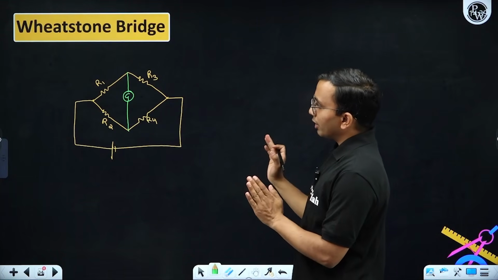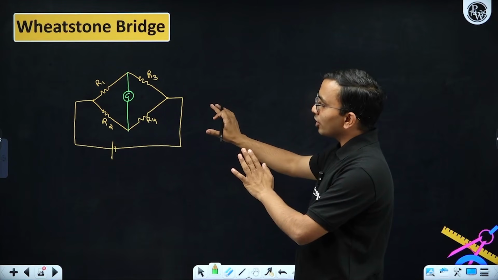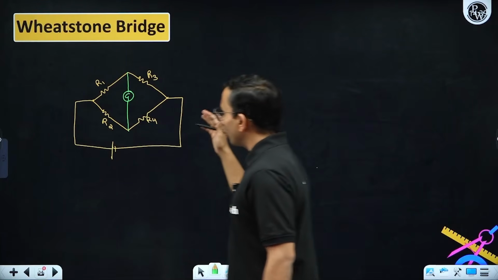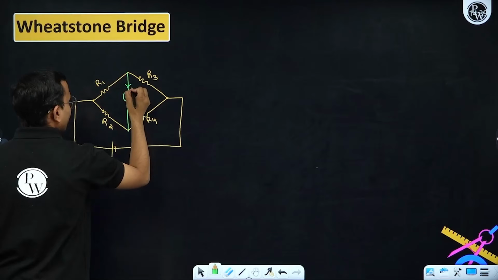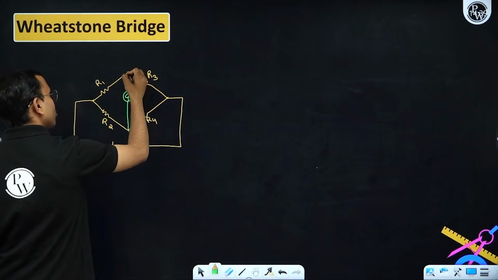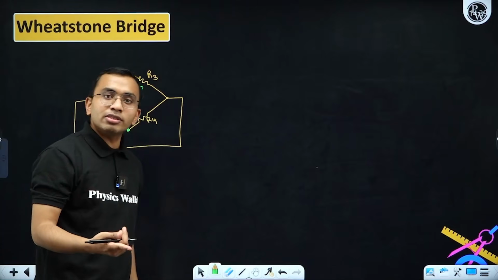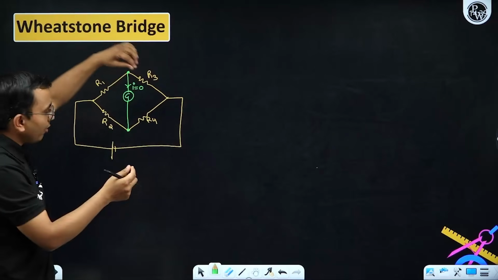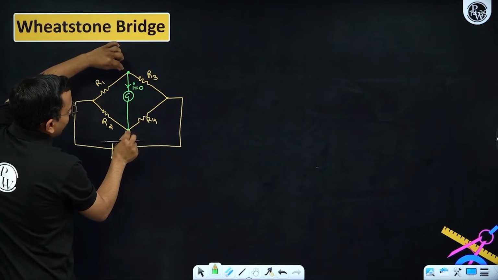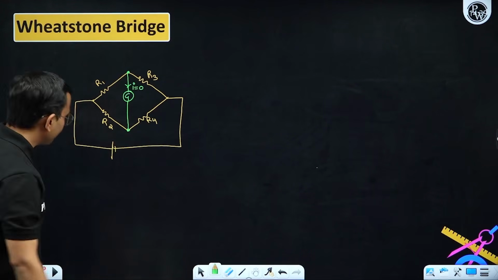Now, at a particular condition, what happens? This bridge becomes balanced. And at that balanced condition, this galvanometer will show zero deflection. That we say that the bridge becomes balanced. Zero deflection means current through the galvanometer will become zero, when these 2 points will have the same potential, isn't it? Galvanometer is having some resistance. When current through a resistance is zero, both the points across the resistance will have the same potential. So when these 2 points will have the same potential, what will happen? The current through this is zero.